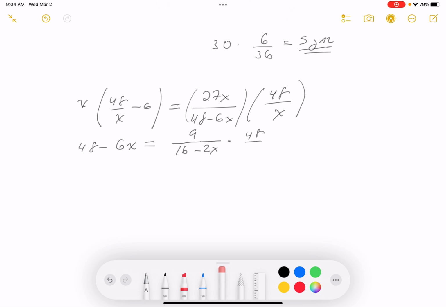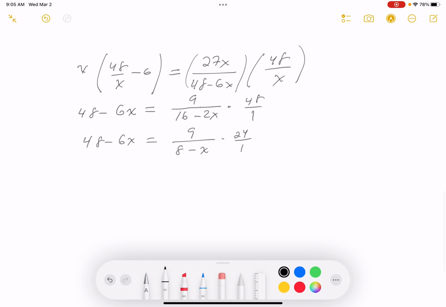What else do I notice making this a little bit simpler for me? I notice it's divisible by 2. So I'm going to kind of do that. Maybe I shouldn't erase it. Let's put this over here. 48 minus 6x. This is going to be 9. I'm dividing top and bottom by 2. So 8 minus x. And this would be 24 over 1.